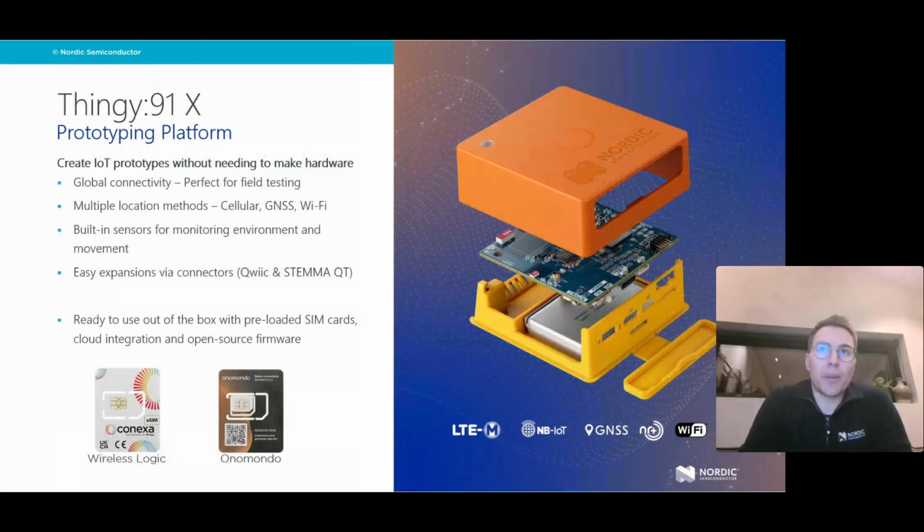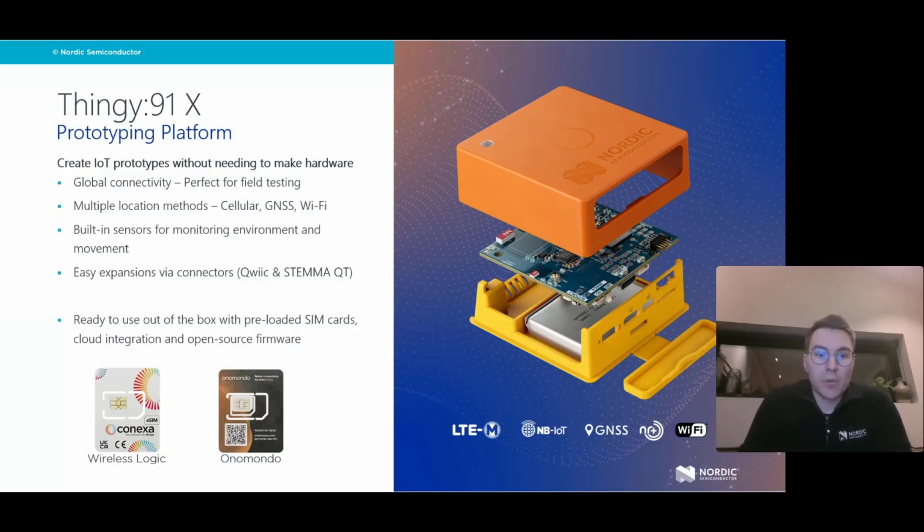In the Thingy91X box, if you buy this device, you would see that this prototyping platform can be used globally. It communicates through the cellular technologies, LTE-M and NB-IoT, but it also has support for GNSS and also Wi-Fi locationing. We also have built-in sensors for monitoring environment and movement. And it also comes with easy expansions via connectors. So if you need any other peripherals connected to this device, we have this Qwiic and Stemma QT standard supported.